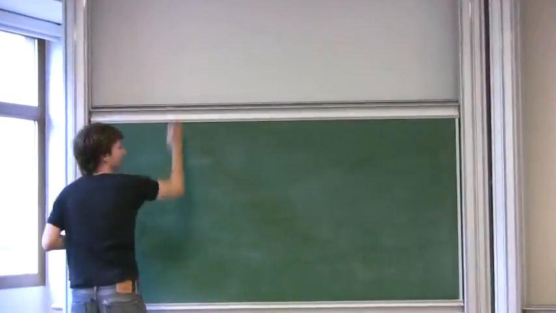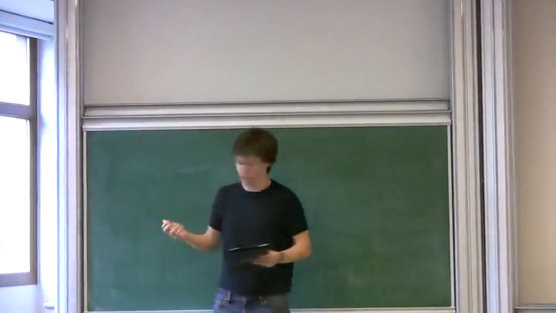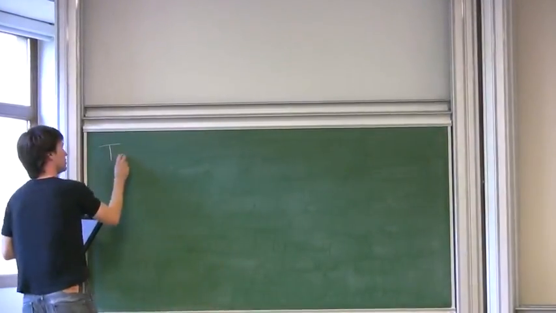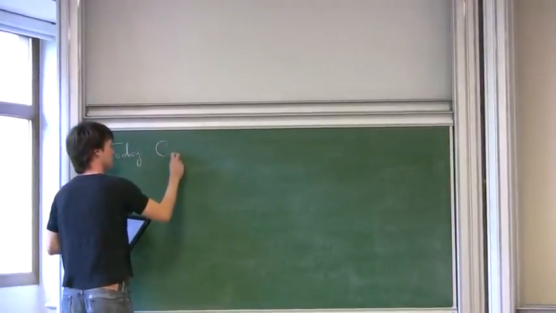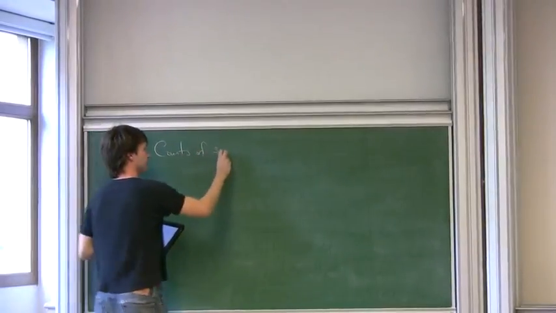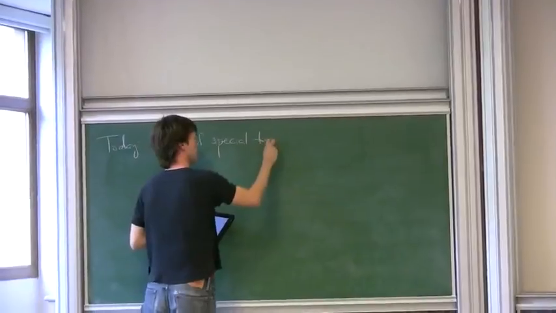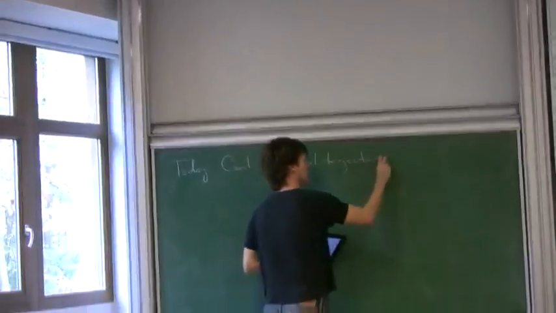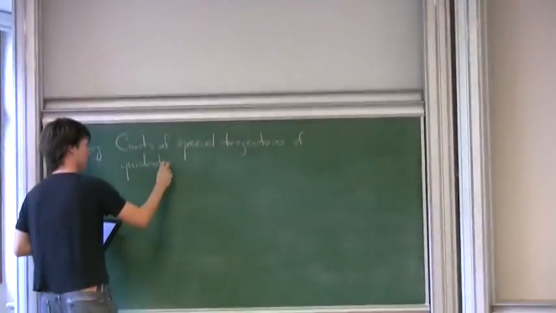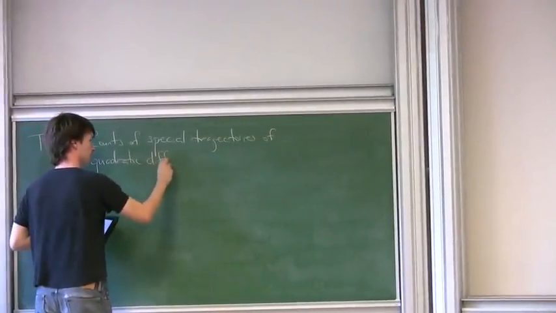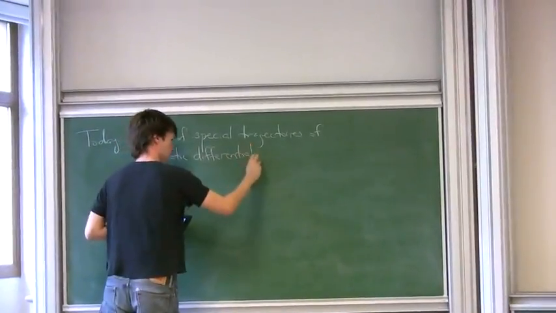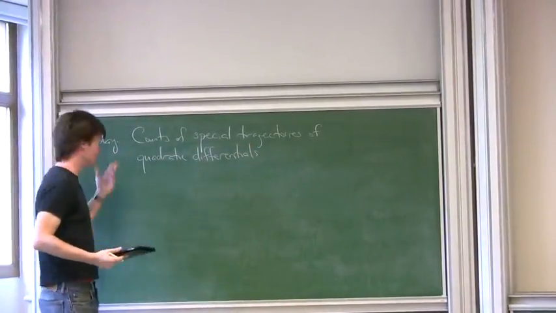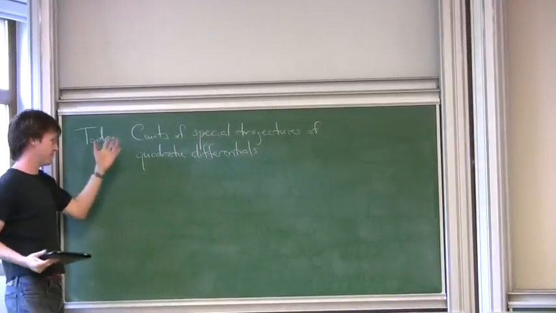So what I'm going to discuss, at least today, is sort of a worked example of what Maxime discussed in the morning. So it's going to be about counts of special trajectories of quadratic differentials. So this will be defined momentarily if you don't already know what they are. But I guess at least some subset of people here are from the flat surfaces community, and for them these should be very natural objects.